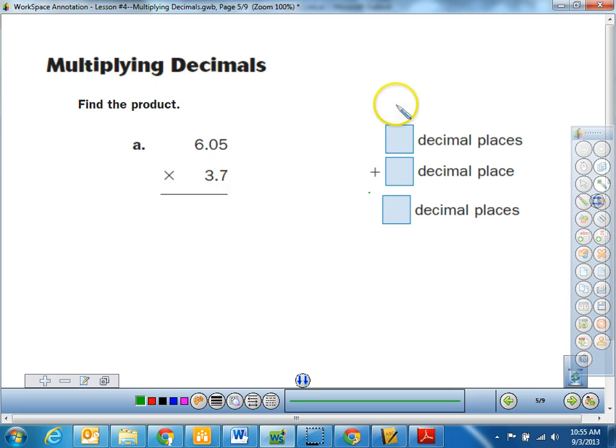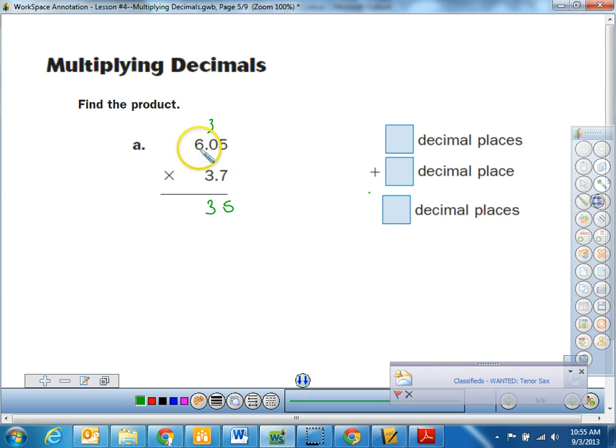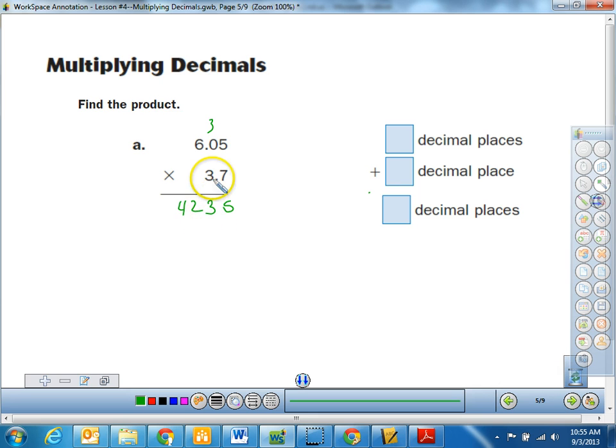Here we've got a different way to just show how we need to be counting these up to remember it. The first thing we needed to do was to multiply it like it's a whole number, right? So I'm going to multiply it like it's 605 times 37. 7 times 5 is 35. So I put the 5 down and the 3 up. 7 times 0 is 0, plus 3 gives me 3. And 7 times 6 is 42. I'm going to write 42 right down there. So now I'm done with the 7.